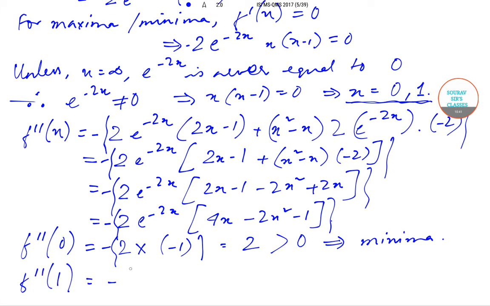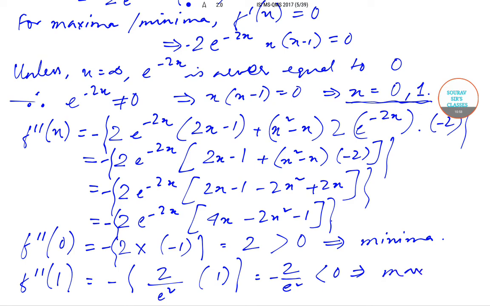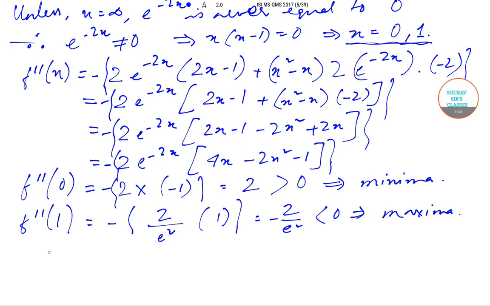and for f double dash 1, that will be equal to minus of 2 by e square into 4 minus 2 minus 1, that will be equal to 1. So it will be equal to minus of 2 by e square, which is less than 0, and therefore at x equal to 1 there will be a maxima. So let us find out the value of f of 1. So f of 1 will be equal to 1 square into e to the power minus 2. This is equal to 1 by e square, which is the option C.